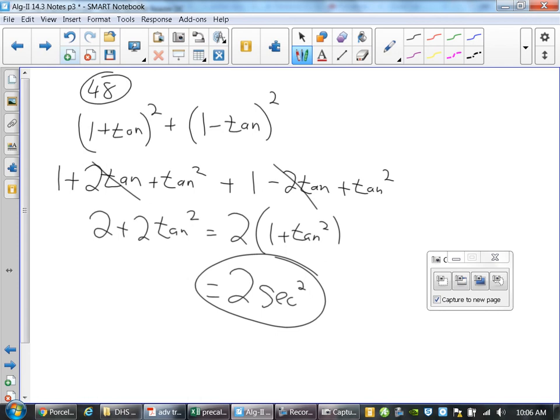I wanted to show you that one because it happens all the time. You guys will forget that middle term when you foil stuff through. Don't forget the middle term. So 2 plus 2 tangent squared, you simplify that. Common denominator, sorry, GCF, they both have a 2 in common. I pull it out, so I get 2 times 1 plus tangent squared. I was just pulling GCFs.